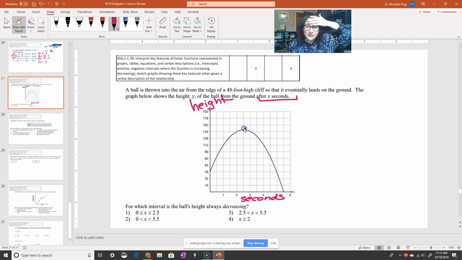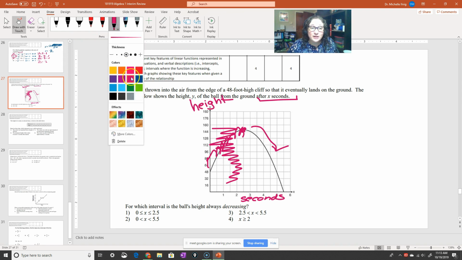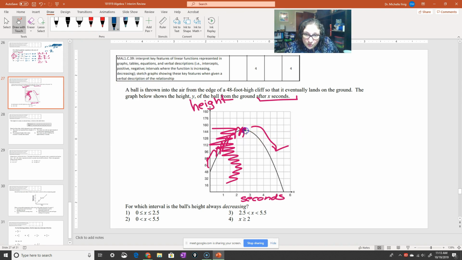So I can immediately think about right here: all that stuff doesn't even exist, so cross it out, because this is where the ball starts going down. Where does the ball start going down? I just follow my line. I change my color and go straight down, right here. So the ball starts decreasing at 2.5.